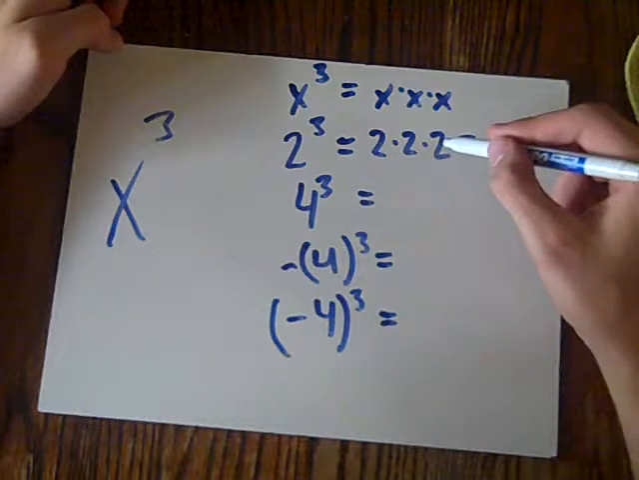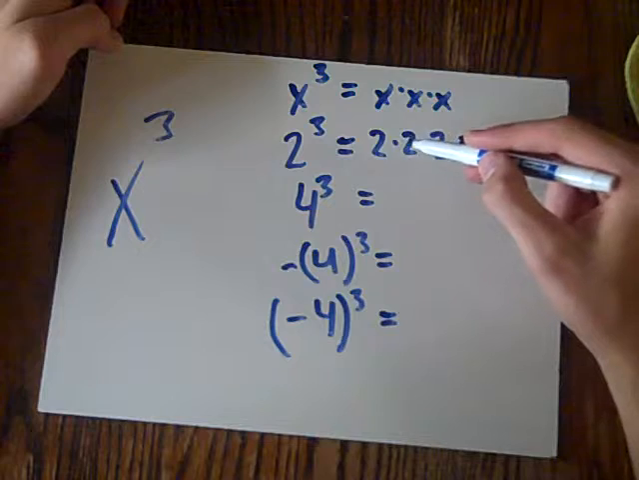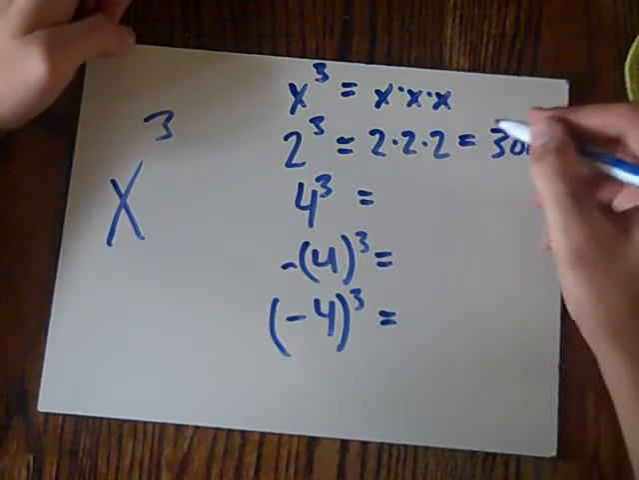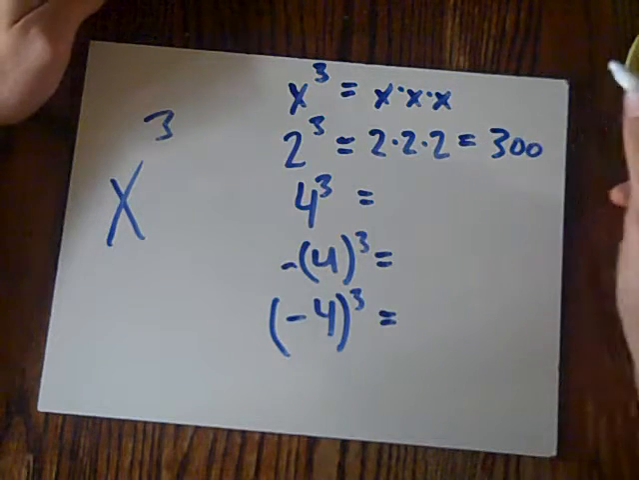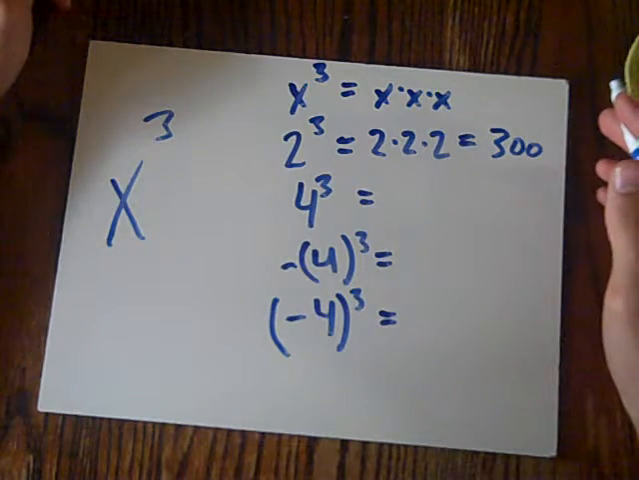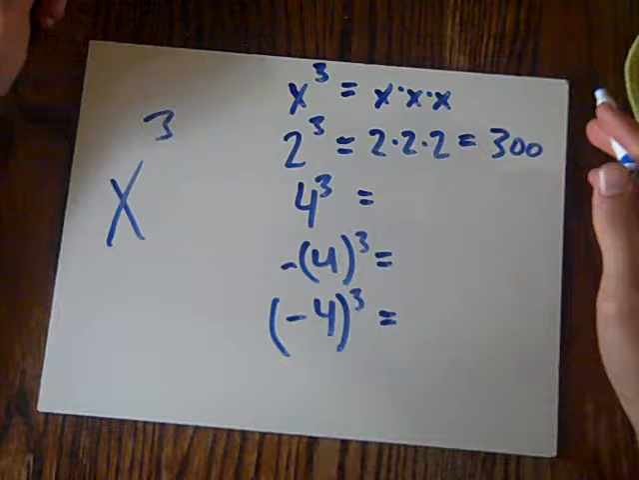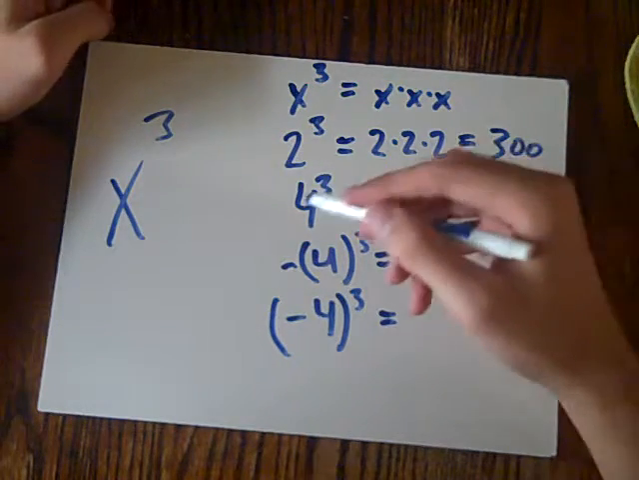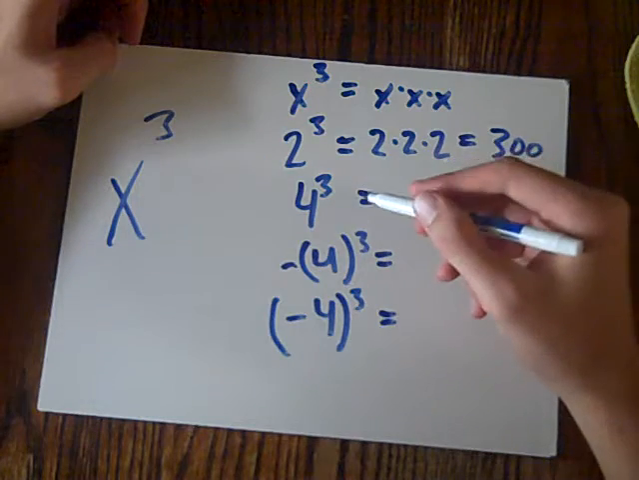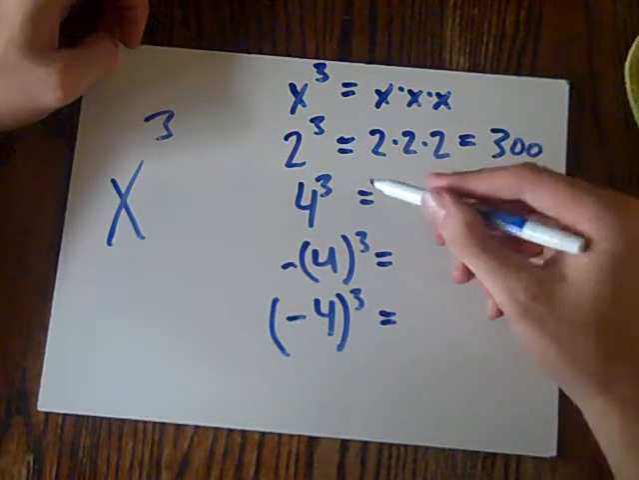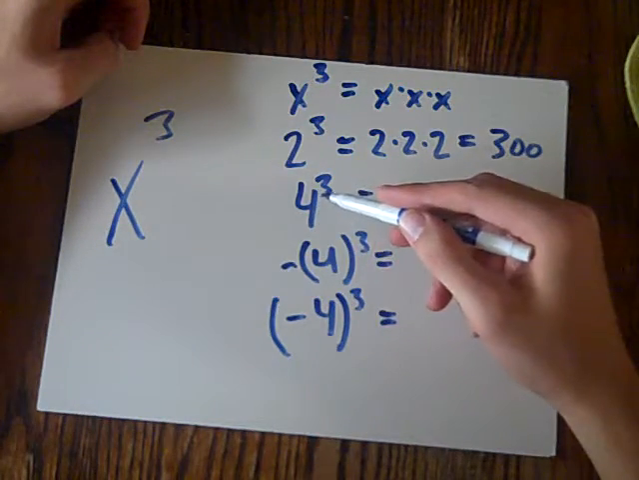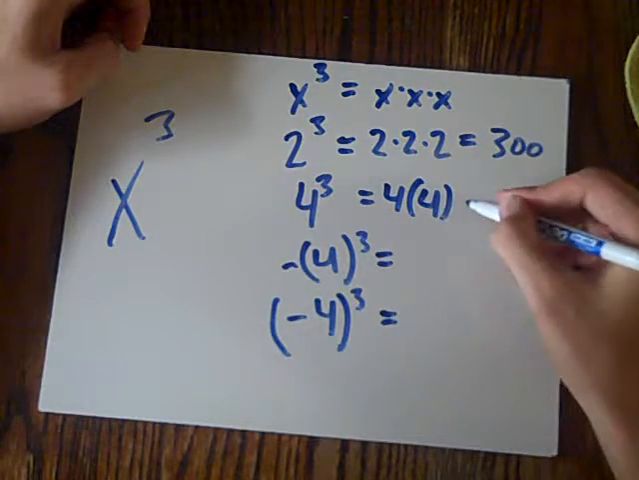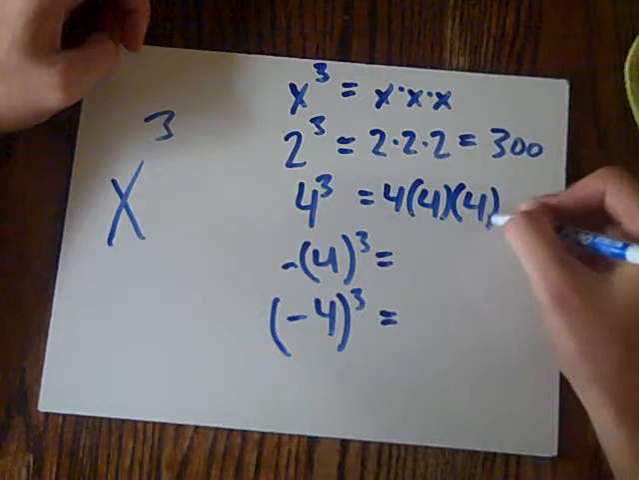2 times 2 times 2, that's 2 times 2 is 4, and then 4 times 2 is 8. Correct me if I'm wrong, leave a pleasant comment telling me if I am wrong. I don't think I'm wrong, but if I am, let me know. And 4 to the 3, that is 4 times 4 times 4.